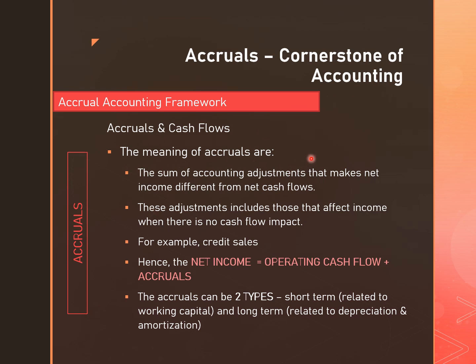This is the meaning of accruals. Accruals are the sum of accounting adjustments that make net income different from the net cash flow. So these adjustments include those that affect income when there is no cash flow impact. For example, credit sales is one of the accruals. Therefore, net income equals the operating cash flow plus accruals. So these accruals can be two types, the short term, which relate to the working capital, and also the long term, which relate to depreciation and amortization.